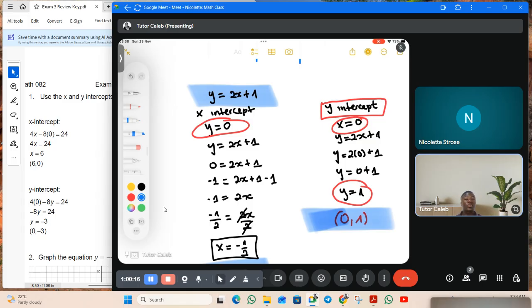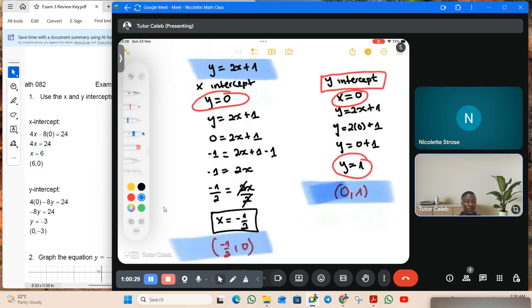So if you have y to be 0 and you plug it into the equation of the straight line, y equals 2x plus 1, you can find the value of x. We did that. We found the value of x to be negative a half. That means that the coordinate of the x-intercept is negative a half and 0. We did the same thing for the y-intercept.